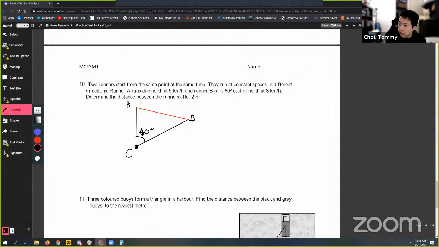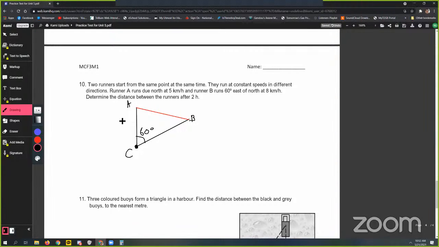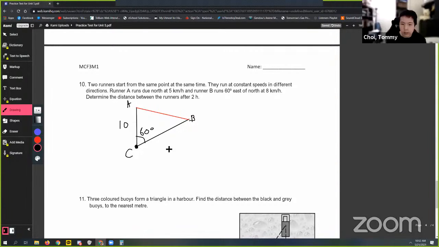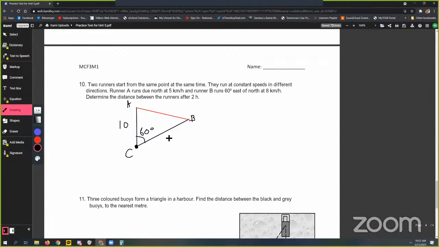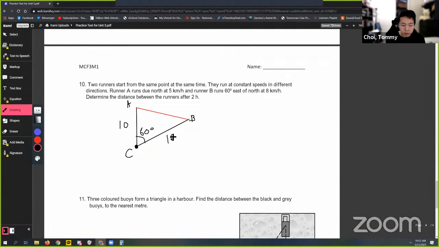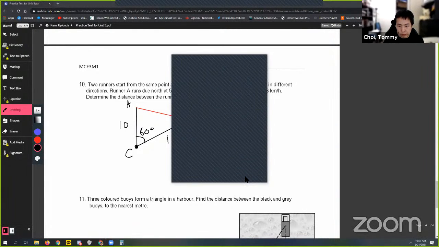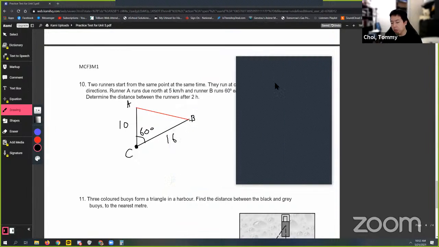What's the distance after 2 hours? So my question to the class would be, how far did runner A run after 2 hours if he's running 5 kilometers per hour? 10. 5 times 2 is 10. What about for runner B? 16. Very good. So we have 10, 60, 16. Then, once again, last poll. Which one do I use looking at this diagram?